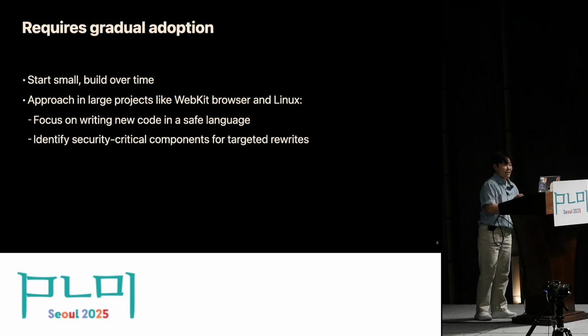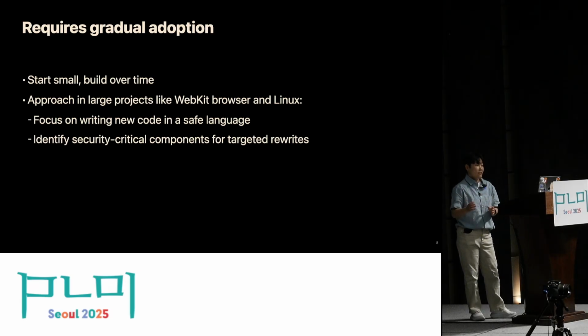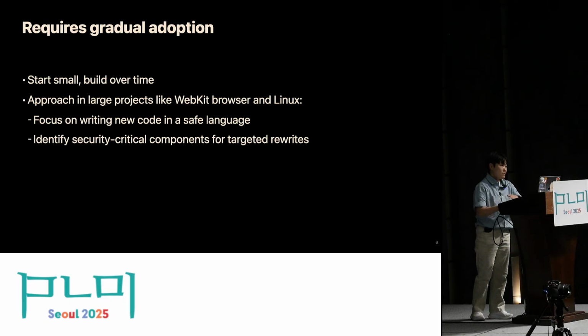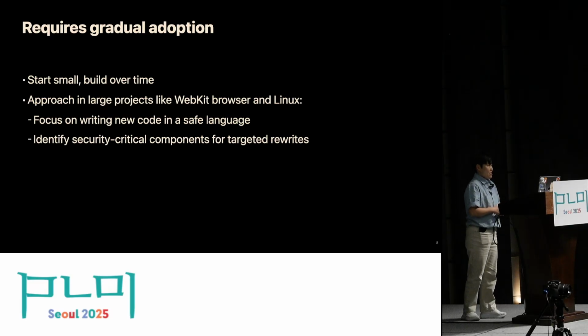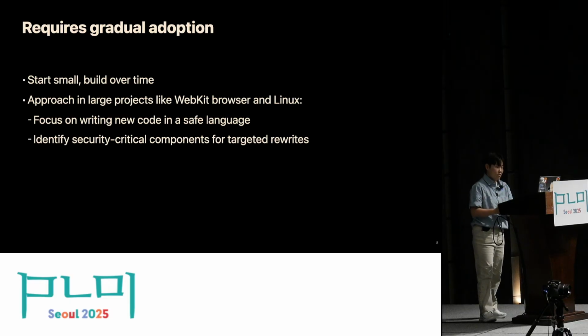Instead of rewriting everything all at once, gradual adoption allows you to start small and build over time. The common approach to gradual adoption in large C and C++ code bases, such as the WebKit browser and the Linux kernel, involves writing new code in a safe language or rewriting some security-critical components in a safe language.